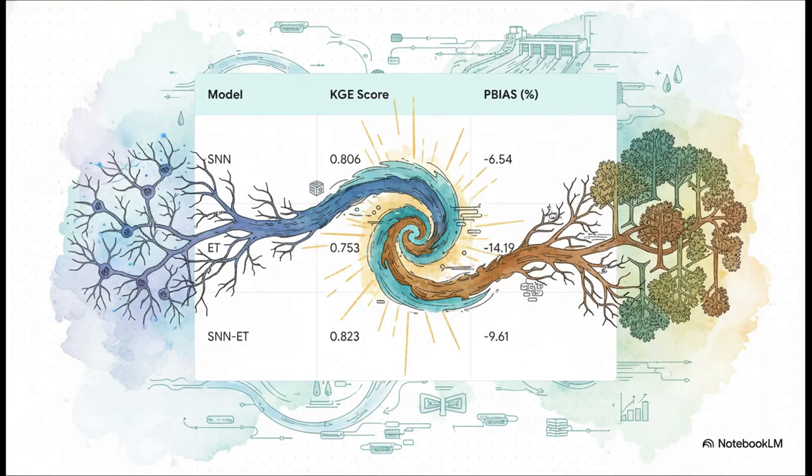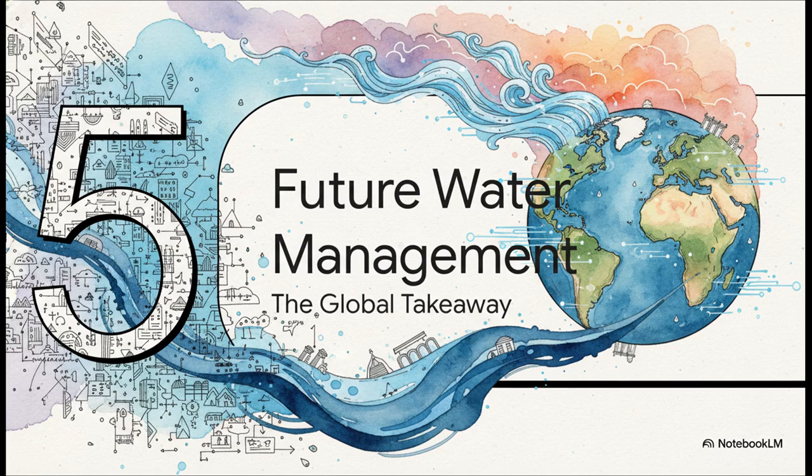And this brilliantly illustrates exactly why teamwork matters in machine learning. If we look at the KGE score, where a 1.0 is considered absolutely perfect, the data is pretty undeniable. The standalone spiking neural network scored a 0.806. The standalone extra trees scored a 0.753. But when they coupled them together into the SNN-ET superteam, the score jumped to an excellent 0.823. The hybrid model clearly defeats the standalone versions. It proves that blending the temporal awareness of the SNN with the robust decision-making of extra trees is absolutely a winning formula.